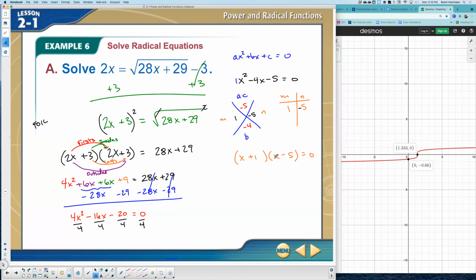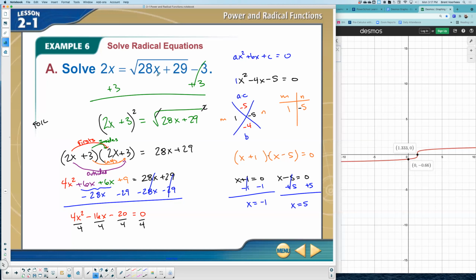Now, according to the zero product property, if you have a product of 0, one of these factors has to equal 0. So either x plus 1 has to equal 0 or x minus 5 has to equal 0. You would just subtract 1 to solve, so we find out that x equals -1, or here I would add 5, and I find out that x equals 5. So these would be our two answers.